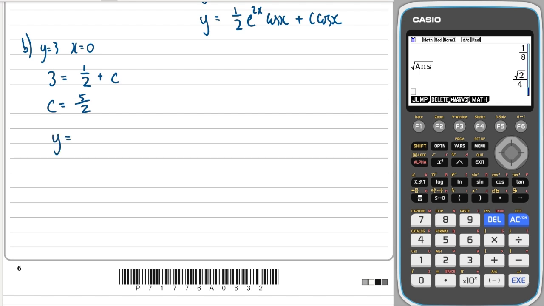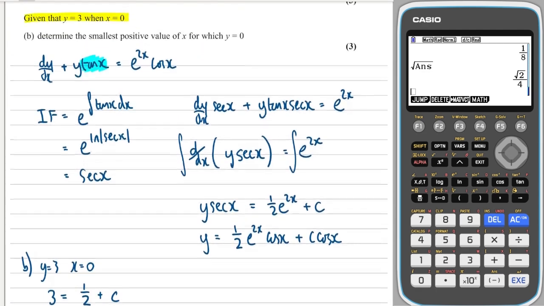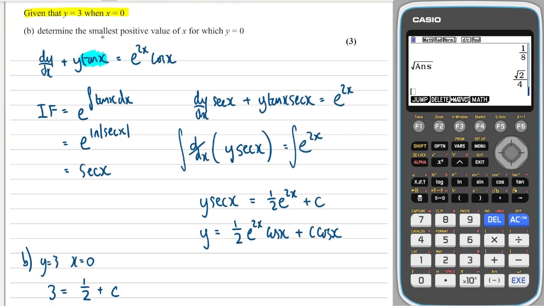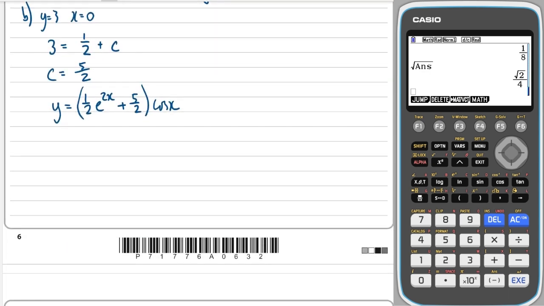So our particular solution is as follows, and what I can do is I can factorize out a cos x like this, and we're told in the question that we want to work out the smallest positive value for x for which y equals 0. So we're going to set this equal to 0.